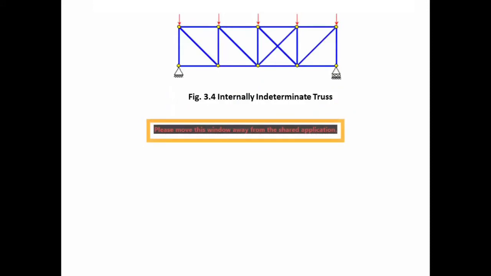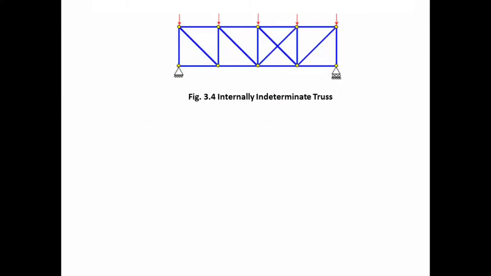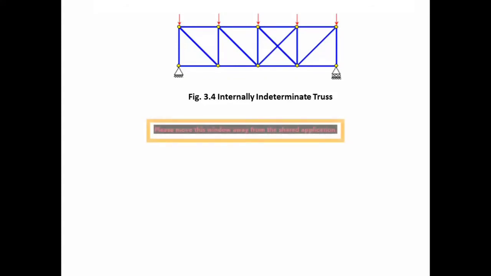Now next. Carefully see the number of members, number of reactions, number of joints. 18 members. 3 reactions. So 18 plus 3 is 21. And J, 10 joints. So 21 minus 20 is 1. So you will get 1 as the answer, the static indeterminacy of the truss.